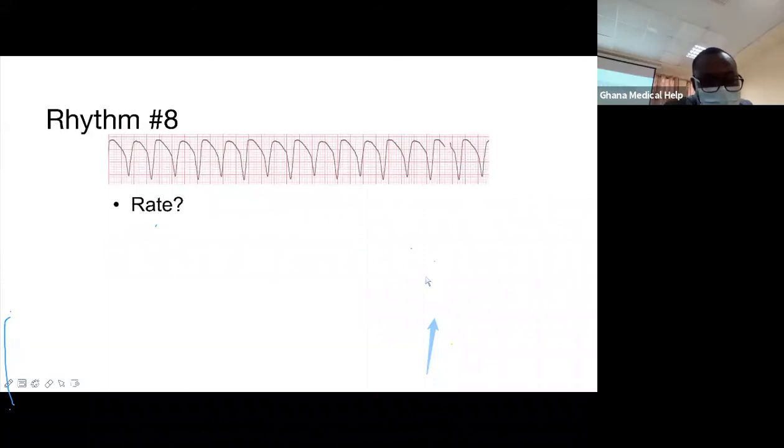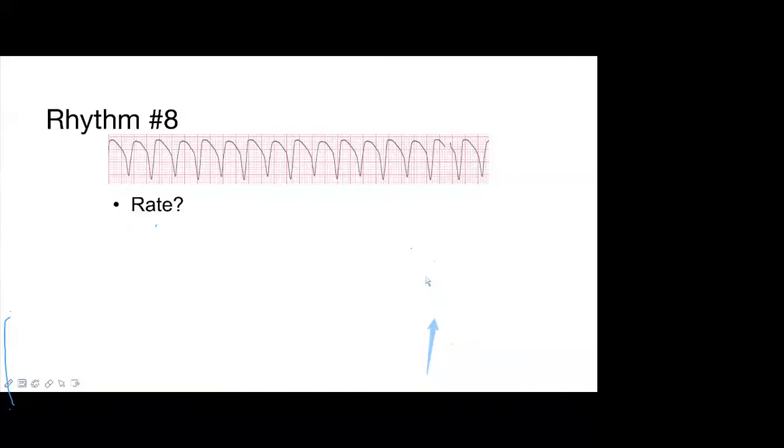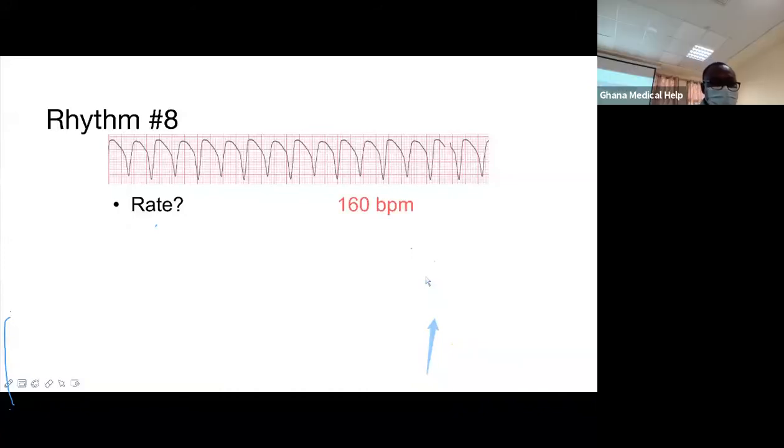And also, rhythm number 8. What is the rate? If you are ready, please unmute yourself and let's know what this rate is. Otherwise, in-house, anyone who knows the rate. 160. Okay, someone gives the answer as 160. Fantastic. Is it regular or irregular?